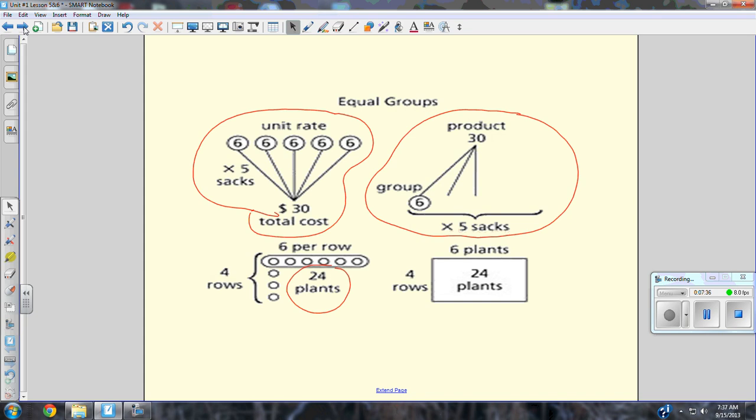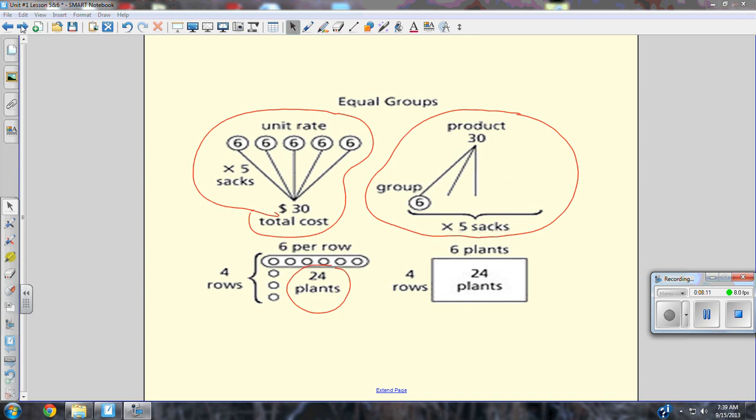And then down below, you have representing 24. You could have 4 rows, and you could have 6 plants per row, and 6 times 4 is 24. Or you could have 4 rows, 6 plants, and then you have the 24 plants represented in the middle. Just different ways to represent equal groups. So the top 2 is one way, and the bottom 2 is a different way. All right, make sure that you finish copying these equal groups in your notebook. And then if you need to pause it, go ahead.